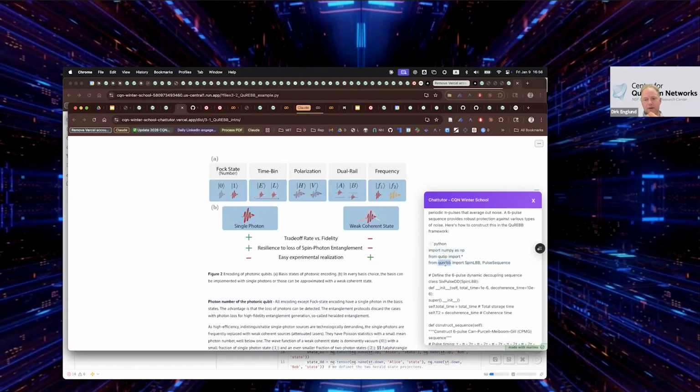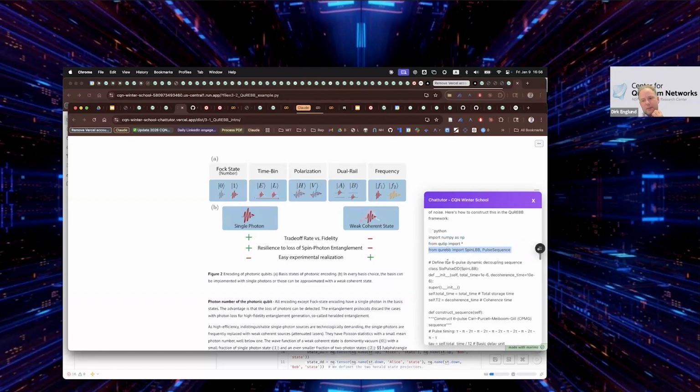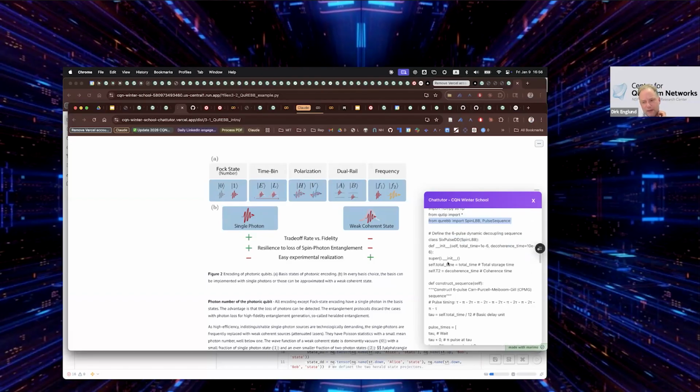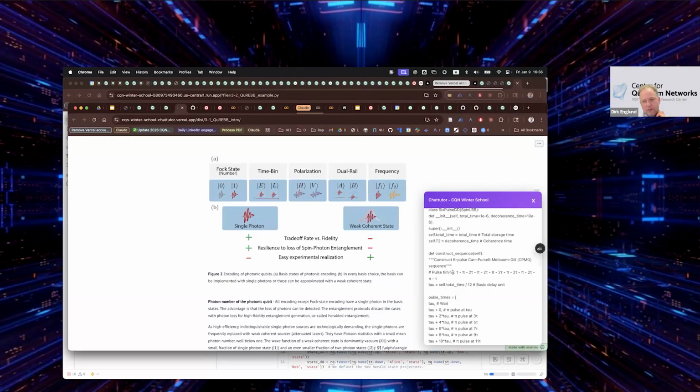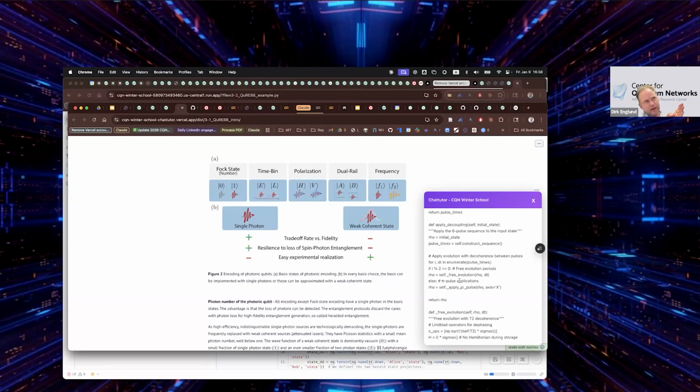imports Q-tip, right? And imports these pulse sequences that you can then apply for one way to do the pulse dynamic decoupling called the CPMG sequence. Okay, and then you would apply that to your system.